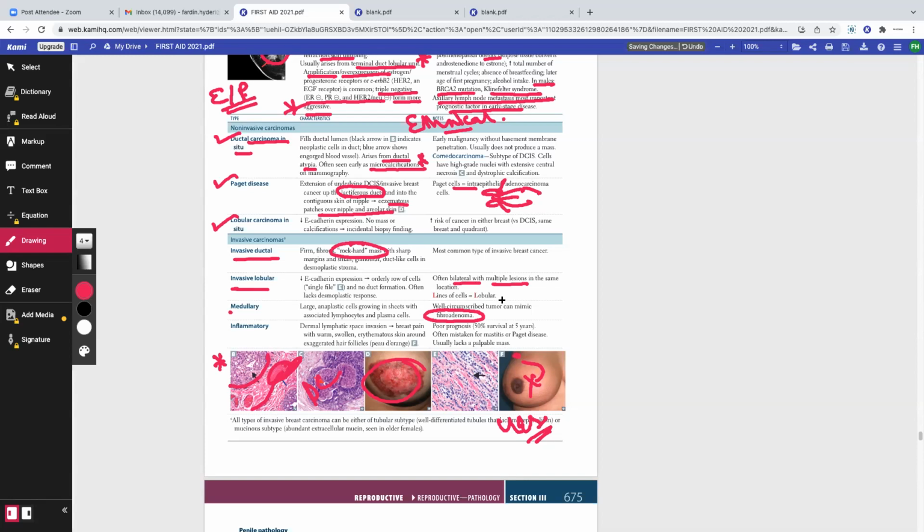The answer is yes, right? We tell the patient it's benign, but do we also do a biopsy to confirm if it's benign or not? The answer is yes, because if you do not do a biopsy, are you 100% sure it's benign? The answer is no, right?